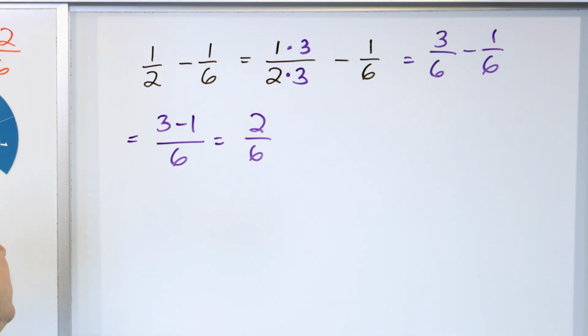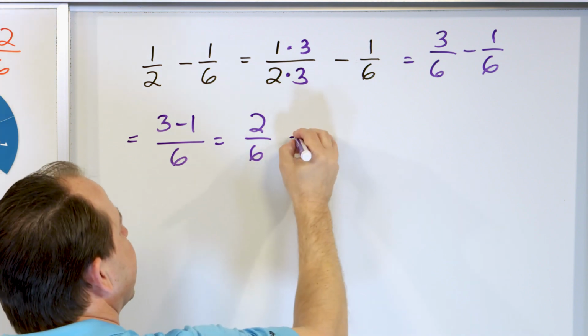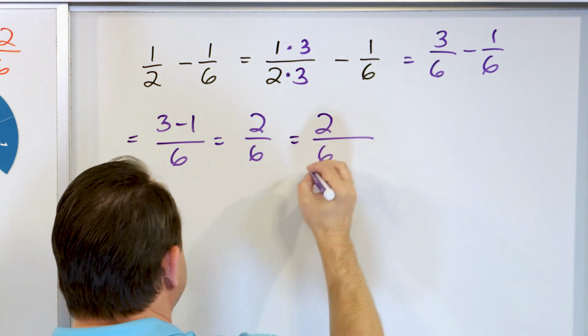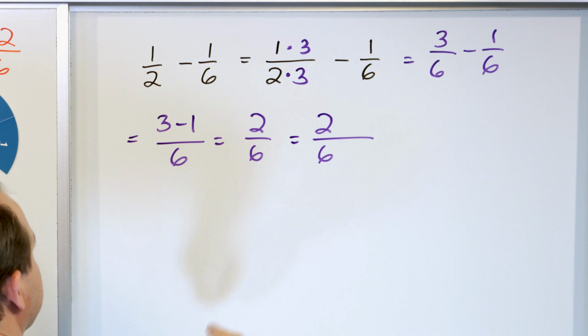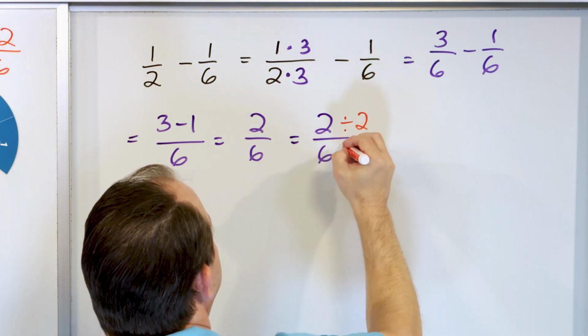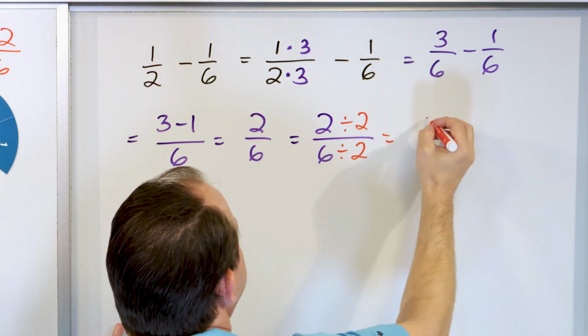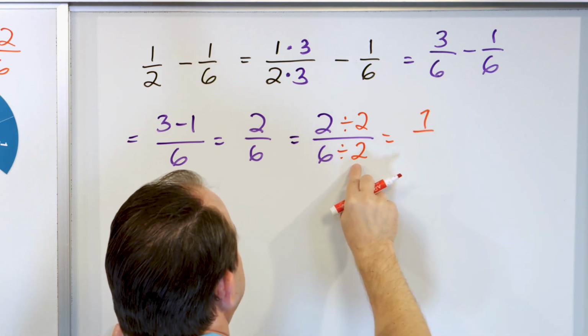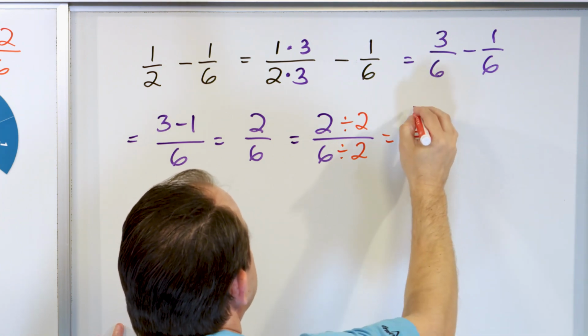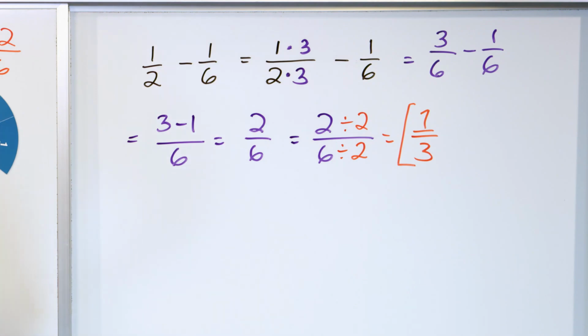Now this is the answer, but I can simplify this. They're both even numbers. So I'll divide the top and bottom by 2. 2 divided by 2 is 1, and 6 divided by 2 is 3. So the answer to all of this is 1/3, and that's the final answer.